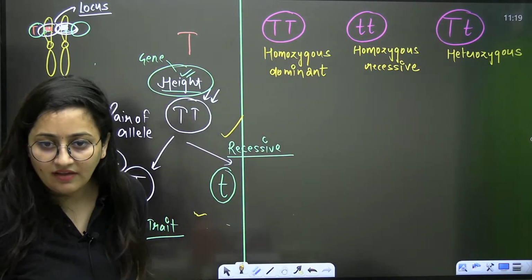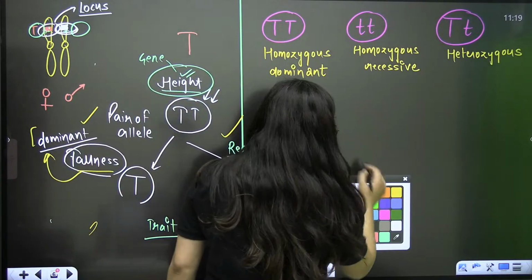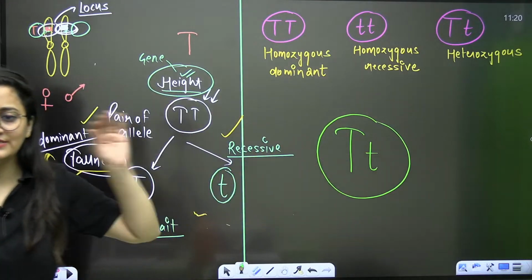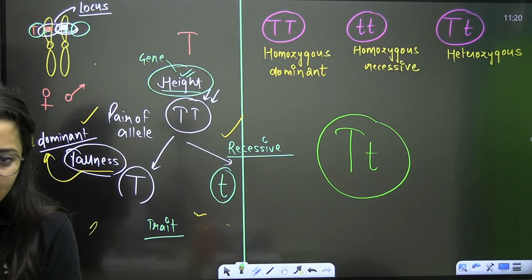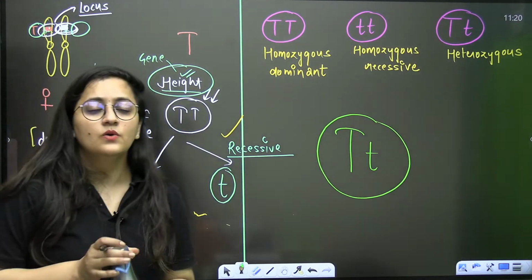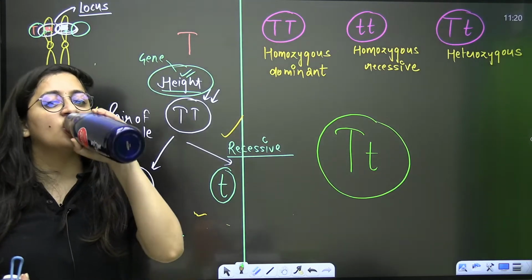Now here we have the question. See, one is capital T, another is small t. So out of these two, which one is expressive? Tell me, which one is expressive here?